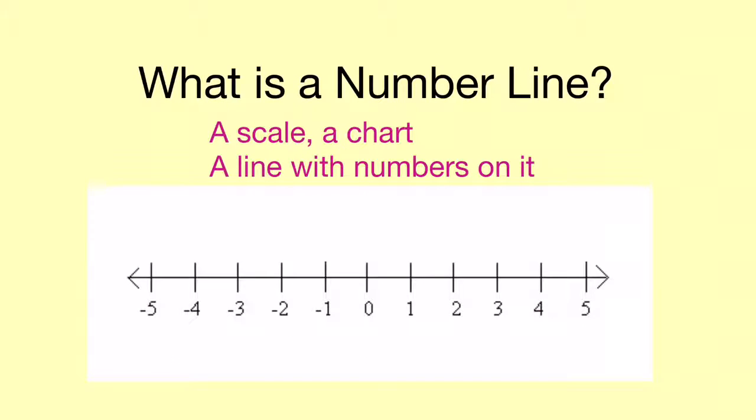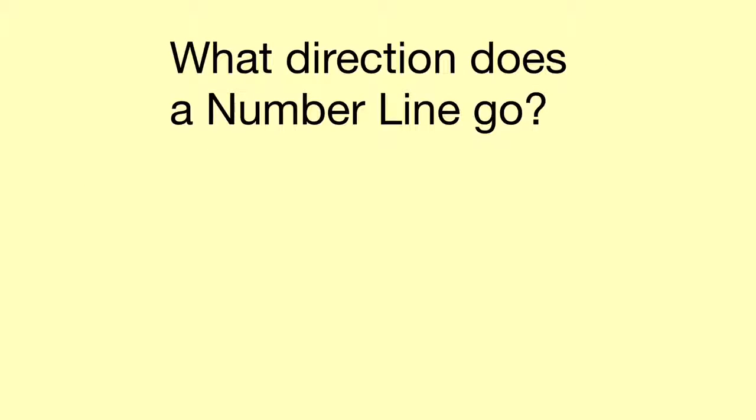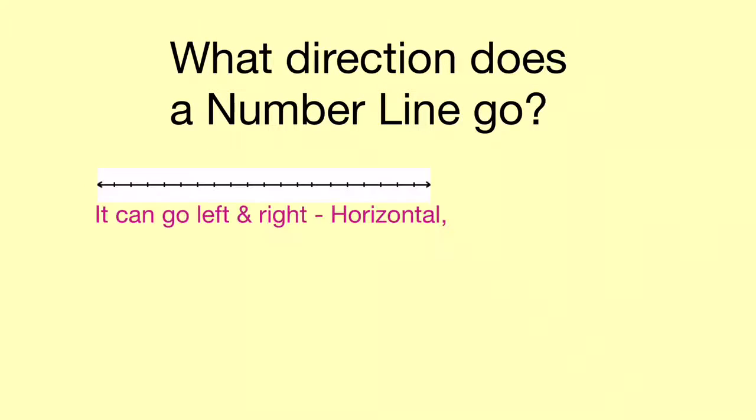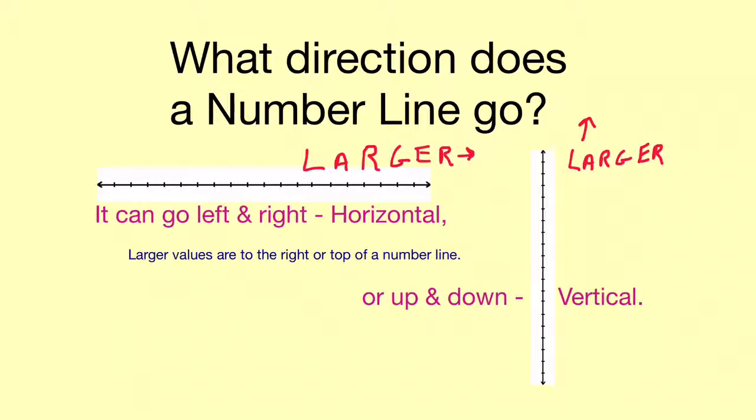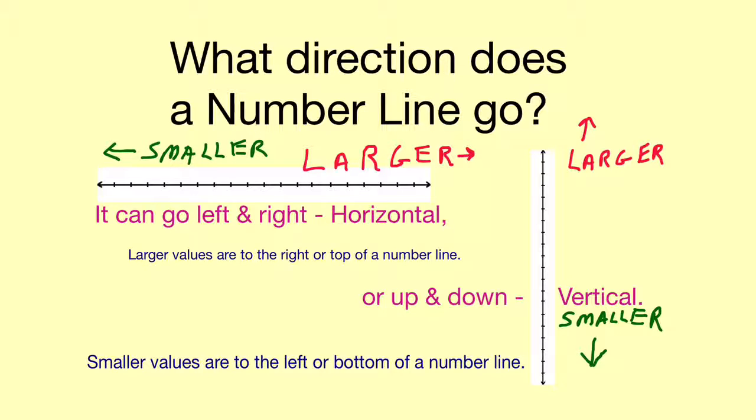So what is a number line? Well, it's a scale or a chart. It's a line with numbers on it. What direction do number lines go? Well, they can go from left to right. We call that horizontal. They can also go up or down. We call that vertical. Larger values on a number line go to the right of horizontal lines and to the top of vertical lines. Smaller values are to the left of horizontal lines and to the bottom of vertical number lines.